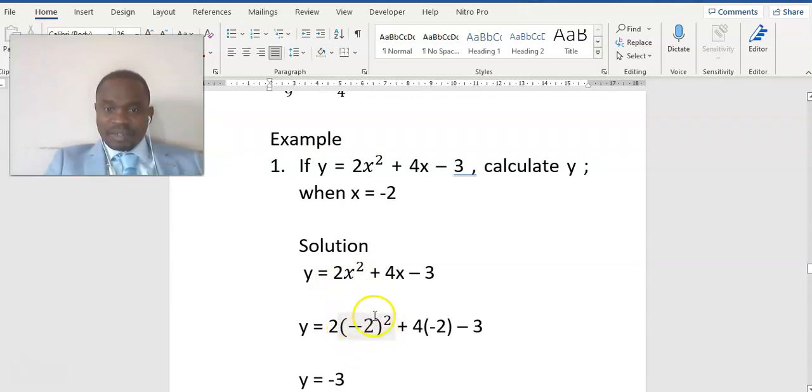So this bracket is what? Times. What is the value of x? Minus 2. So this becomes minus 2. So 2x is this one, square is this one. Plus 4x. Our x is this one. Remember, bracket means what? Times. Minus 3.